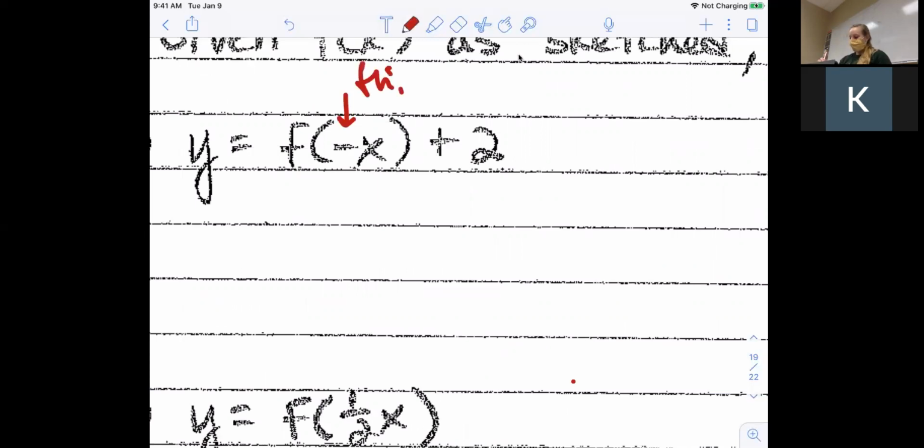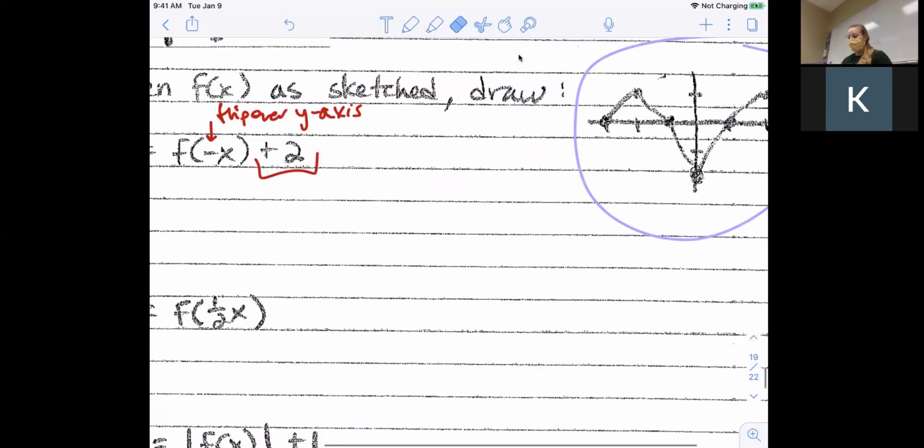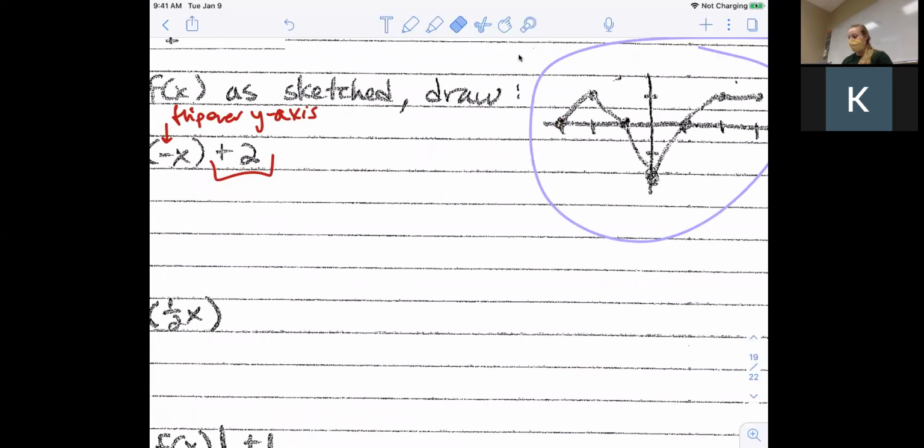Flip over the x-axis, y-axis. Thank you guys. And then we move up 2. What I would argue is that we should do everything to x and then do anything to y. So we're going to flip over the y-axis and then add 2 to it. You can do this one of 2 ways. Sometimes I like to sketch the first one and then just move all those pieces up. If you'd rather not do that, then we'd have to flip and add at the same time.